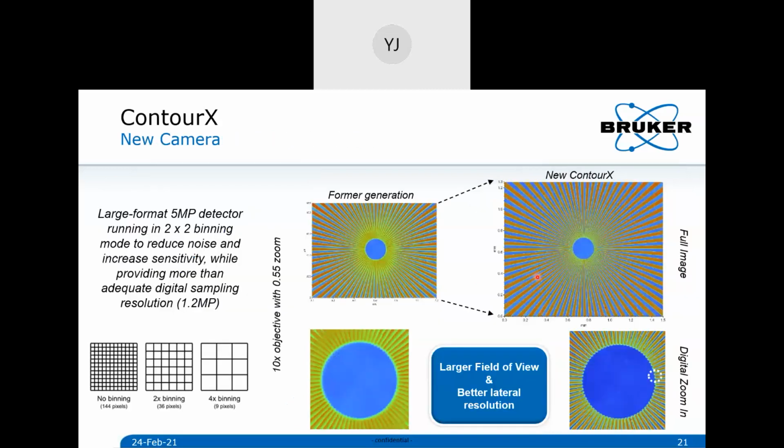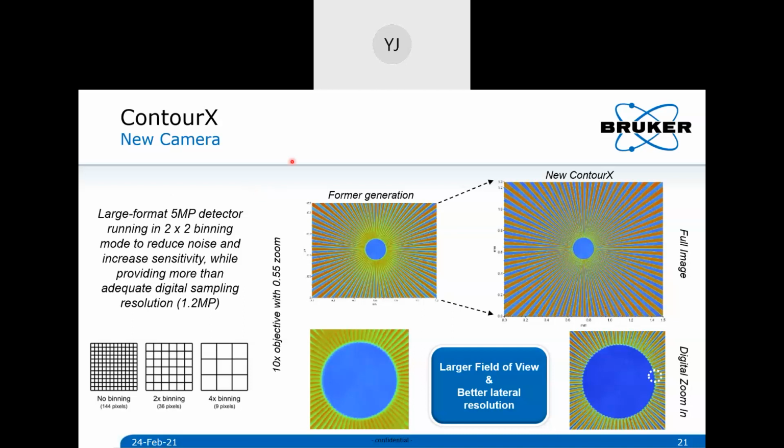We also introduced the new camera, and this camera comes with a new improved way. So we have increased the pixels. We now have a 5 megapixel detector. And we are also running in 2x2 binning modes. This reduces the noise and also improves the sensitivity, right?